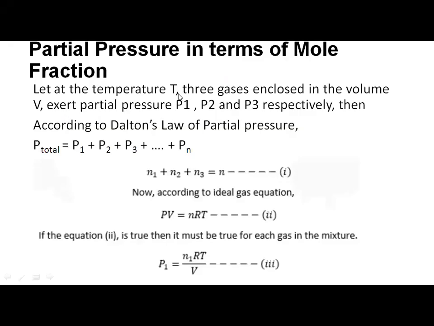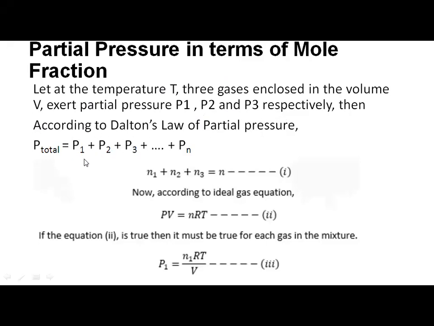Now, what we are going to discuss is the relationship between partial pressure and mole fraction. Yes, we see what is given here. Let, at the temperature T, three gases enclosed in the volume V exert partial pressures P1, P2, P3 respectively. So T is the temperature, V is a certain volume at a certain temperature T. So these are the three gases, let us say.